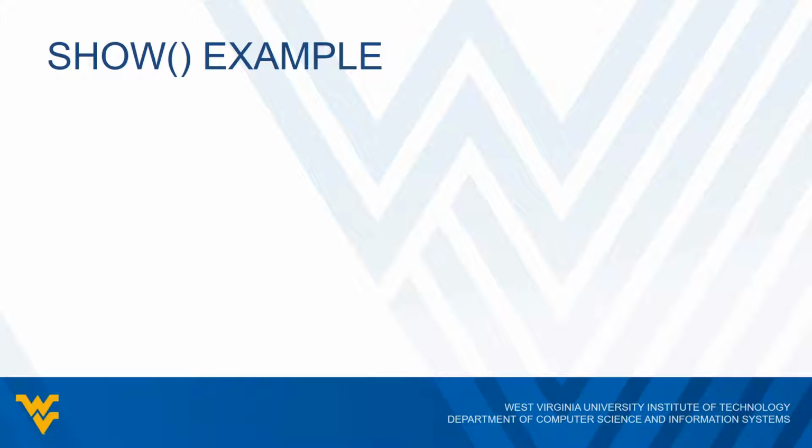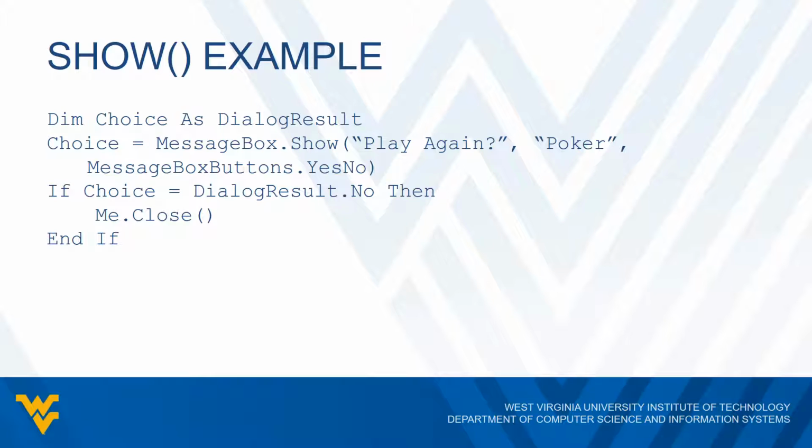Let's take a look at a simple example of using the show function. So here's some code. So let's see what's going on here. We have a variable called choice, and this is of type dialog result, and that's because this is going to store the result of our show function. The next line we see that we're calling the messagebox.show function, so we would type messagebox.show, and then we see we have a couple of arguments in here.